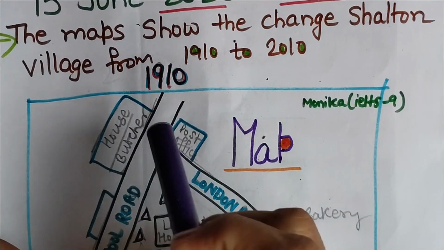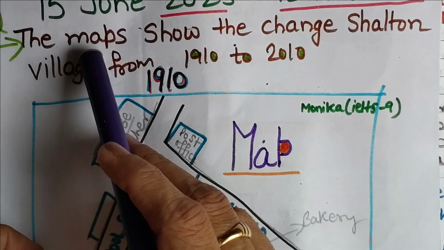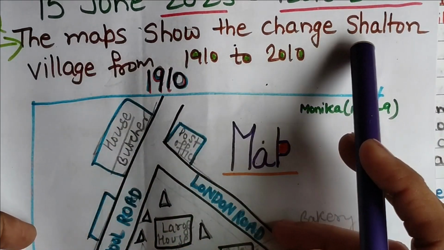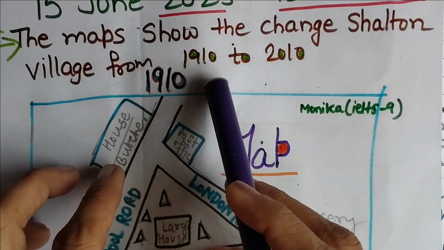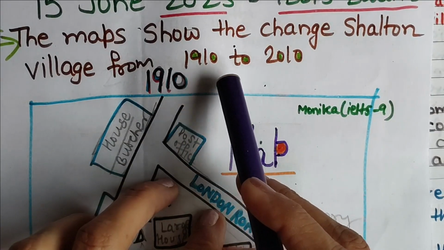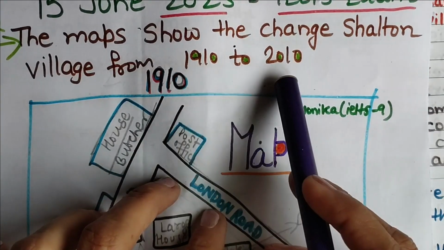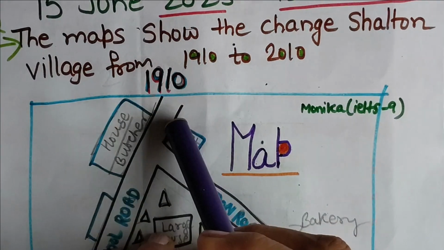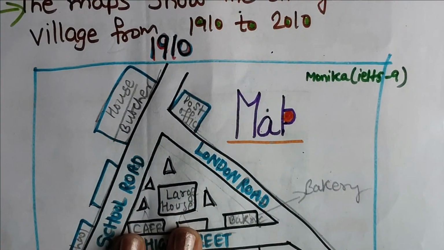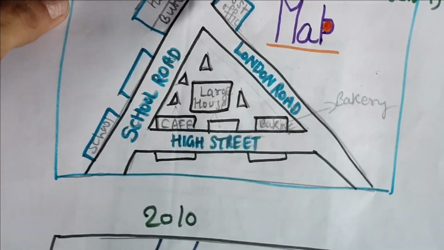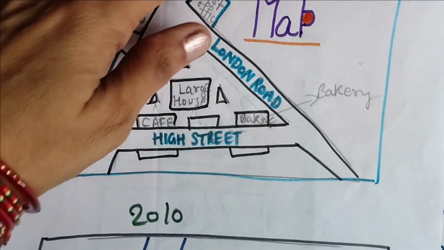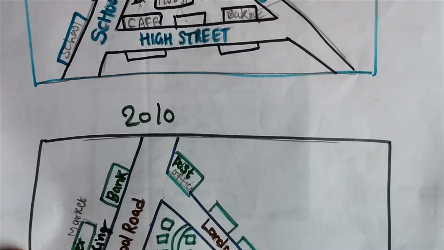So here you can see, let's read the question statement first. The maps show the change in Shalton village from 1910 to 2010, which means a 100 years gap is there. So the first map is this, and the second is the same, you can see this, 2010.